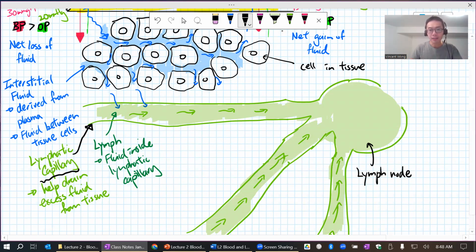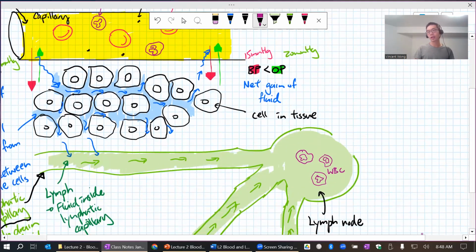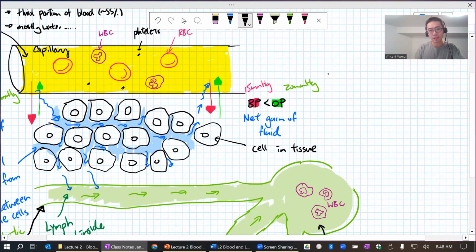And in the lymph node, you will have some white cells. They live there, okay? WBC. And they're gonna check the lymph. Make sure it's clean. Make sure there's nothing weird going on in the lymph. And then it will let it pass. So let's finish up the diagram and I'll tell you more.